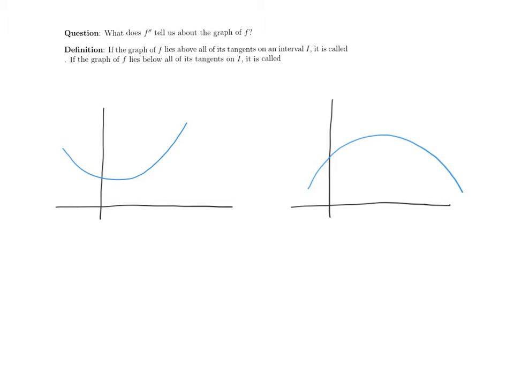Good day and welcome back for part 2 of our discussion on how derivatives affect the shape of a graph. So a reminder from our previous video, we explored how the first derivative affects the shape of a graph. Specifically, on an interval where the first derivative is positive, the function will be increasing. On an interval where the first derivative is negative, the function will be decreasing.